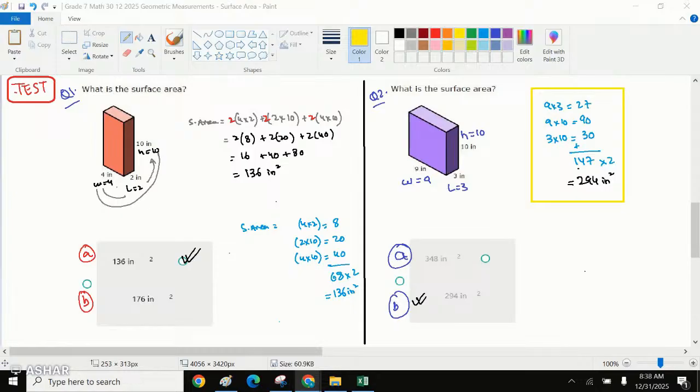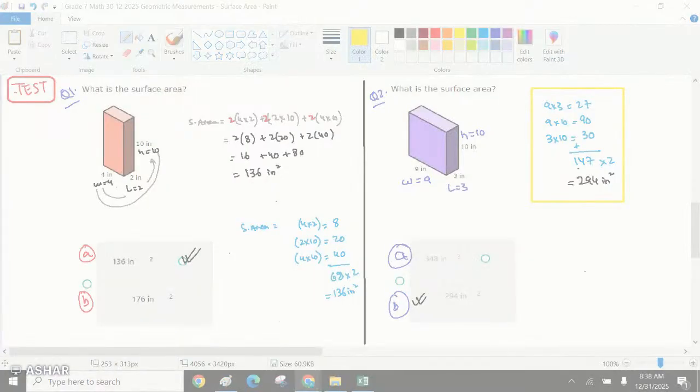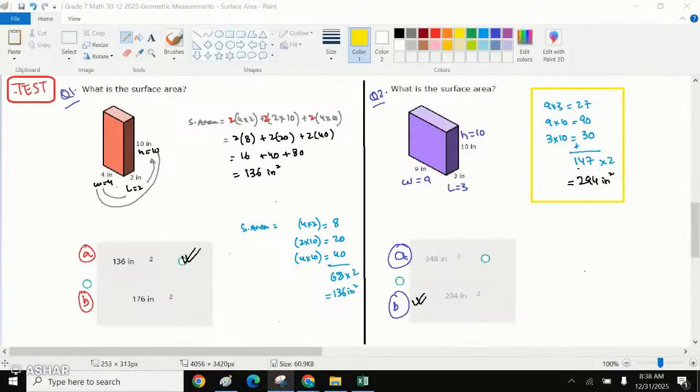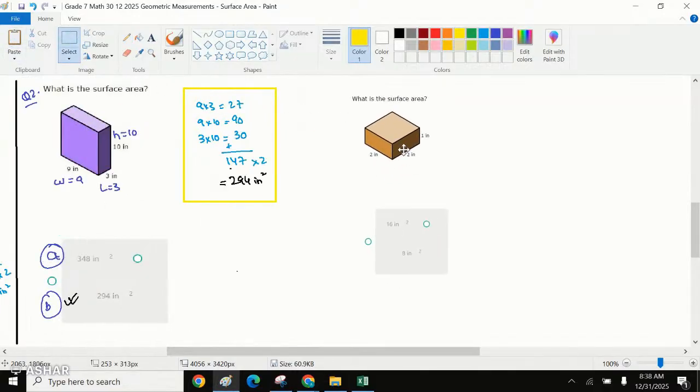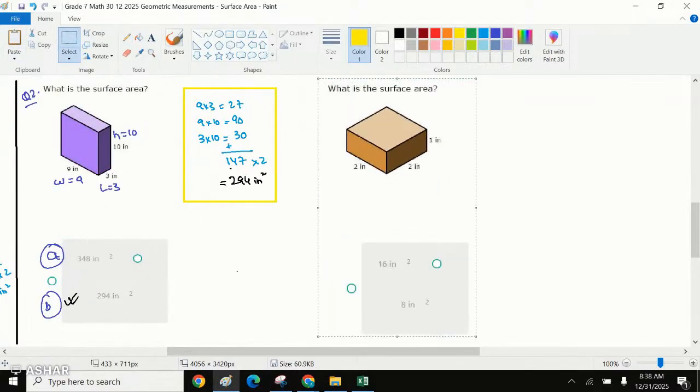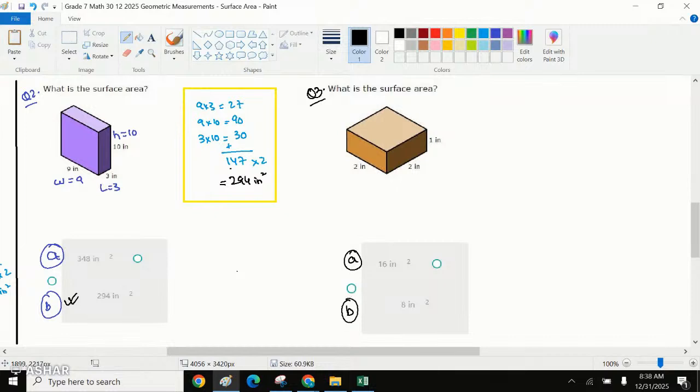Okay. The next question is very easy because the dimensions are very easy: 2, 2, and 1. Let's see question number 3. What is the surface area? For question number 3, option number A, option number B. Can you find me the surface area? Yes, option number 2, Michael. What about question number 3?